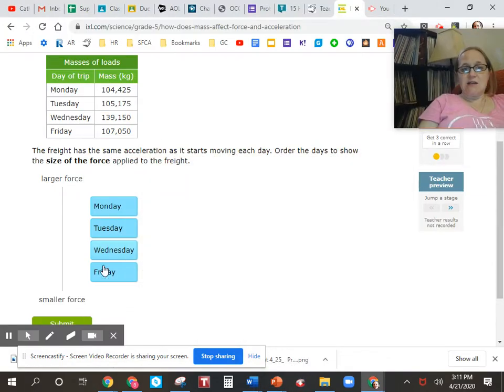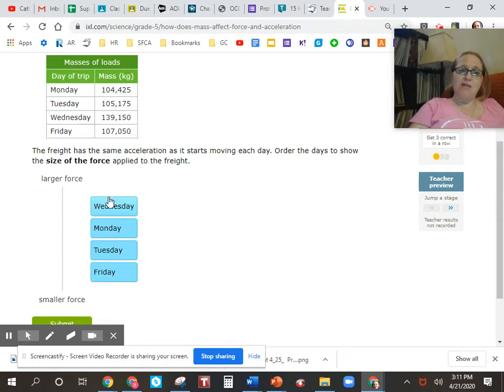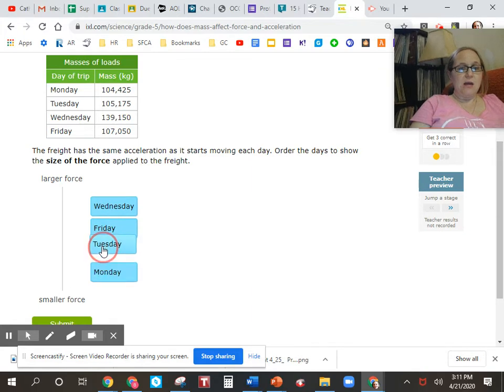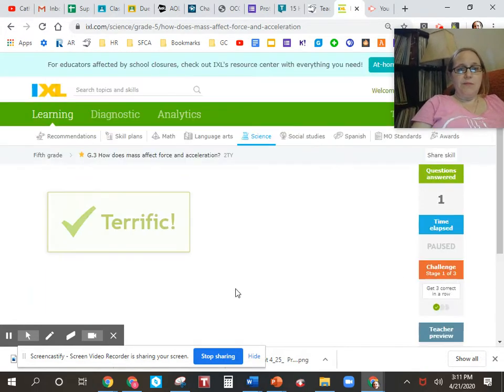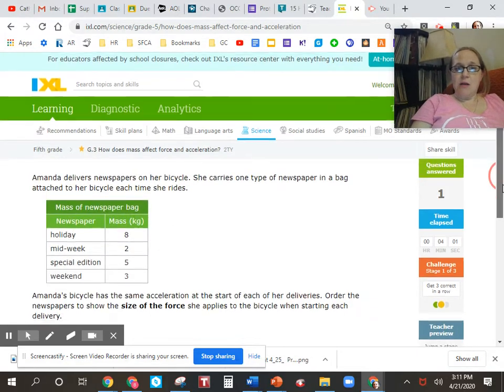So the IXL is asking us to put these in order. Which day is the train going to need more force, and which days are going to need less force? So we look and see which one has the most mass. Wednesday. So Wednesday is going to need a really big force in order to make that move. Let's see what the next one would be then. Looks like Friday, and then Tuesday, and then Monday. Okay, and we got it. All right.